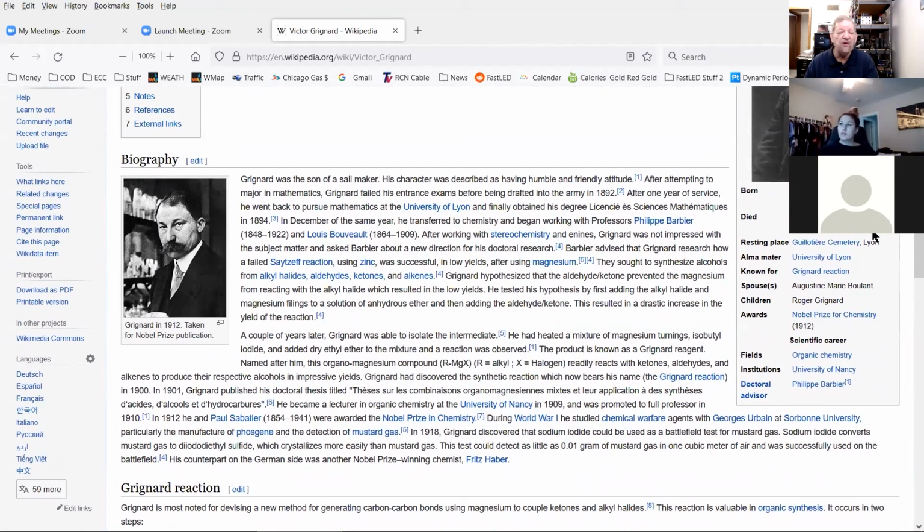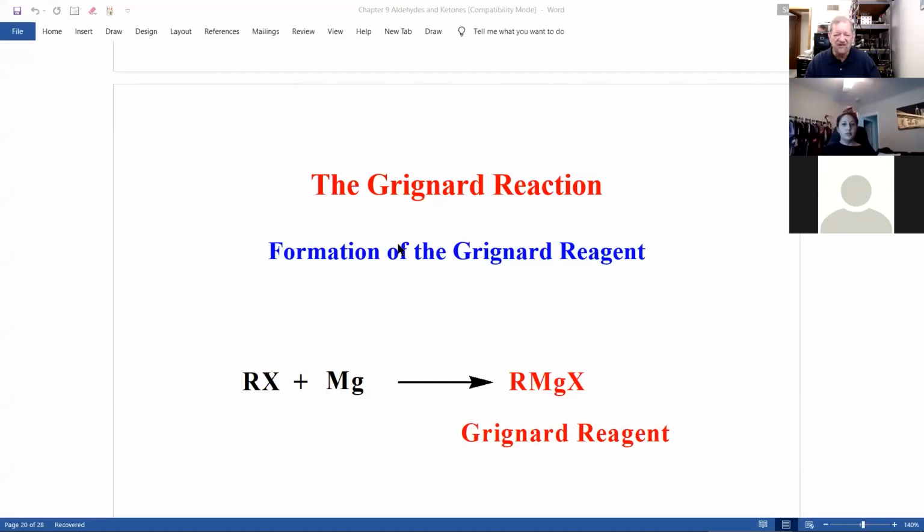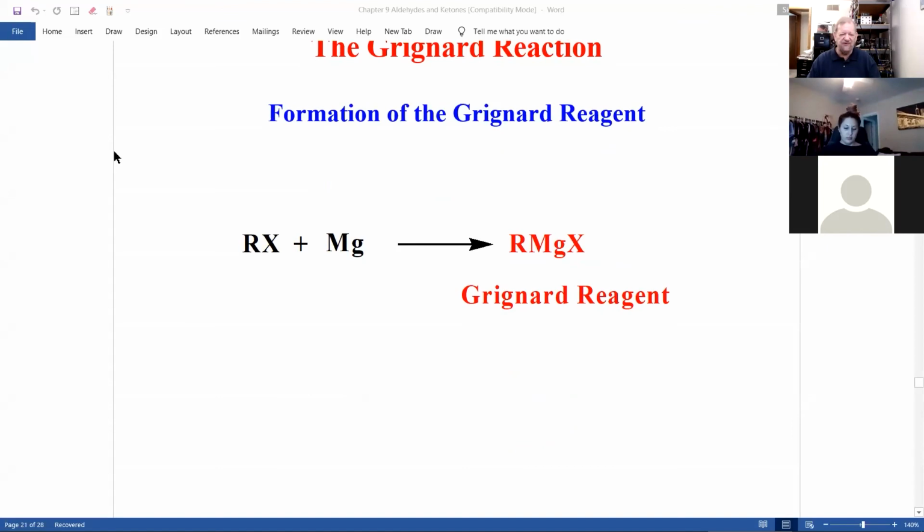What was his work? Well, there are two steps I have to teach you about. And the first one is making the Grignard reagent. And relax, this is a fun reaction, which I've used in my research when I was at Michigan State. And the Grignard reagent, named after him, is you take an alkyl halide where X equals chlorine, bromine, or iodine, and you react it with magnesium, and you form this Grignard reagent. And that's called the Grignard reagent formation, or just making the Grignard reagent.